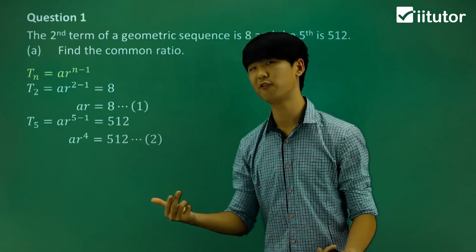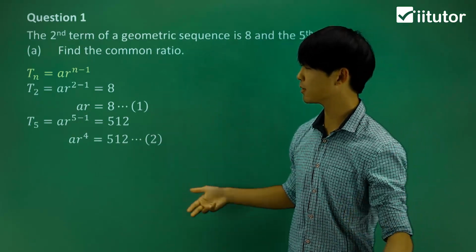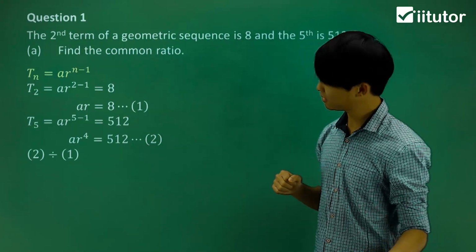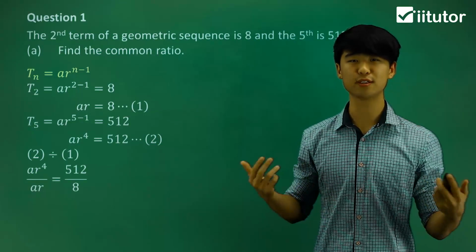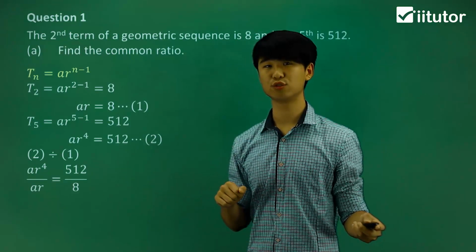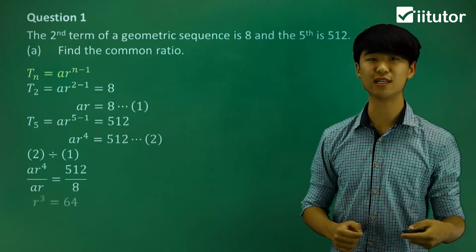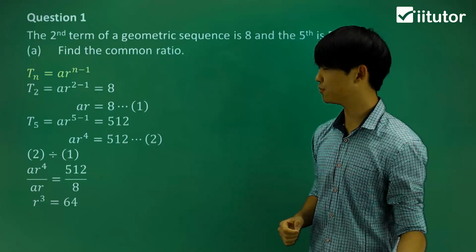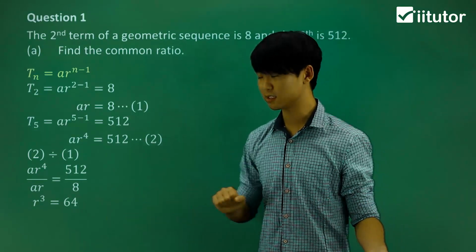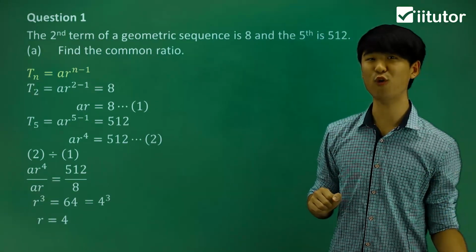Now what did we want to find again? We want to find the common ratio, so r. So what I'm going to do here is divide equation 2 by equation 1. If we do that, this is what we'll get: ar to the power of 4 over just ar. On the left hand side, everything will cancel out and we'll be left with r cubed. If we evaluate the right hand side, we have 64. Now 64 is 4 cubed, which means my common ratio r should be 4.